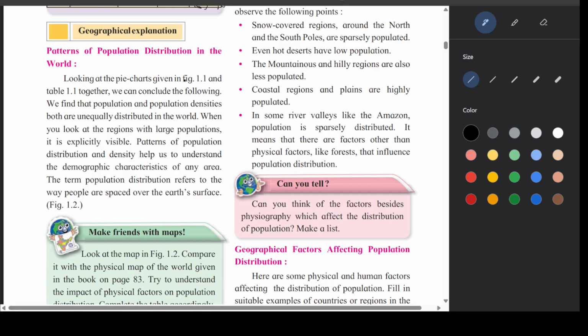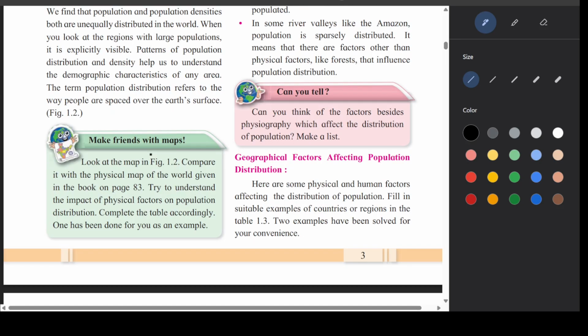Patterns of population distribution in the world. Looking at the pie chart given in figure 1.1 and table 1.1 together, we can conclude the following. We find that population and population densities both are unequally distributed in the world. When you look at the regions with large populations, it is explicitly visible. Patterns of population distribution and density help us to understand the demographic characteristics of any area. The term population distribution refers to the way people are spaced over the Earth's surface.